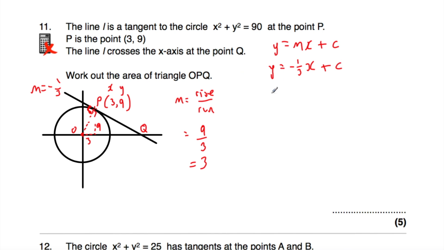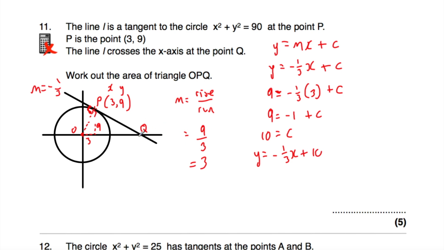So y, that's 9, is equal to minus a third times x, which is 3, and then we're going to add c. A third of 3 would be 1, so minus a third of 3 would be minus 1. So we get that 9 is equal to minus 1 plus c. And then if we add 1 to both sides, we get 10 equals c. So that's fantastic. We now know the equation of the tangent. The equation of the tangent would be y equals minus a third x plus 10. So that's the equation of the tangent.